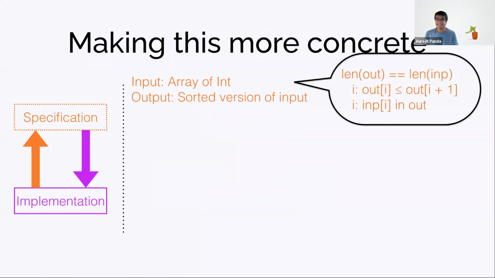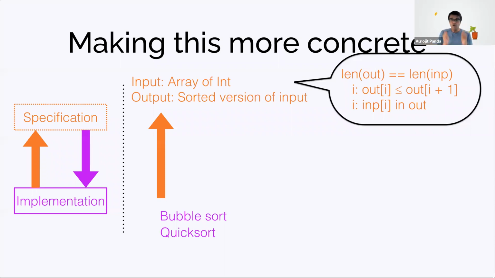To start with, let's consider a specification that many of us have seen in an introductory algorithms course, which is the specification for an algorithm that produces sorted arrays. It says, I take an array of integers as input and I produce a sorted version of this. Now, in terms of implementations, many algorithms do this, for example, bubble sort and quick sort. Given this specification and this implementation, verification is the task of proving that, for instance, bubble sort or quick sort do in fact produce sorted arrays.